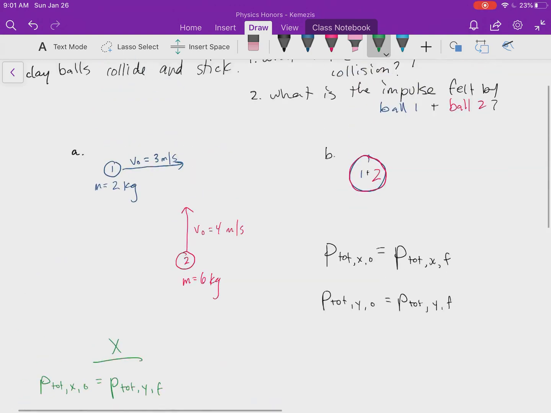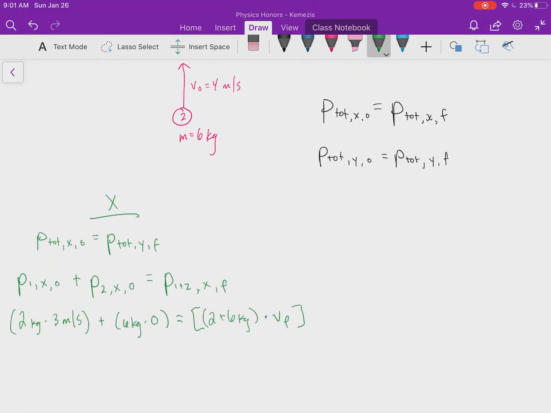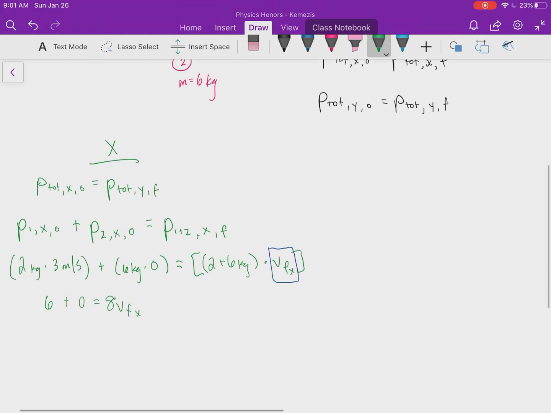And the reason why we're doing this, I should have been a little bit more explicit: we're looking for the final velocity. So in momentum, we know that we have initial velocities and final velocities. It is this piece right here that is going to give us the x component of the final velocity, and then we can find the y component of the final velocity and put those two together. So we have 6 plus 0 is equal to 8 times final velocity of x. So v_fx is going to be 0.75 meters per second.